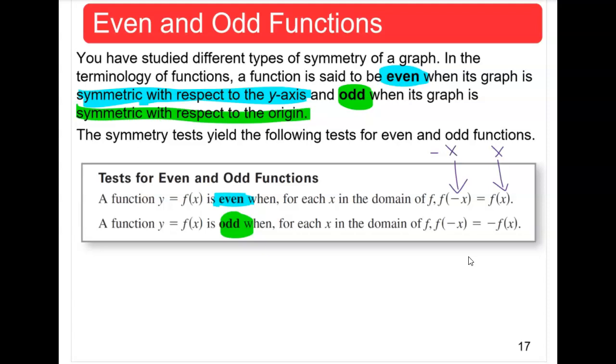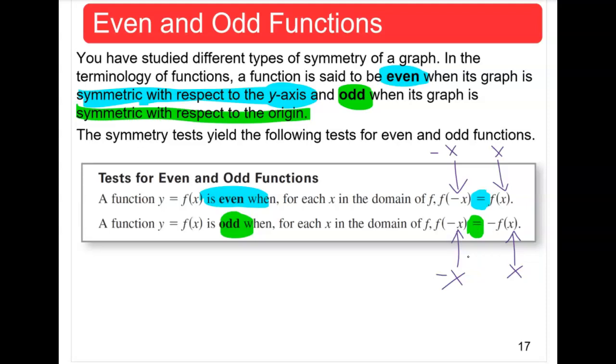And so if you do that, the idea is that if you get the identical function after replacing the x with a negative x, then your function will be even and therefore symmetric with respect to the y-axis. Now, if you do the same replacement of the positive x with negative x, what happens is that you get the complete opposite.